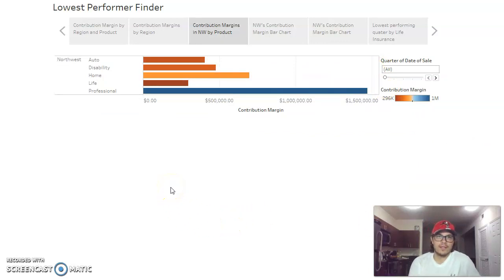We're looking at the contribution margins in the Northwest region by product. Here we're just trying to identify which product in the Northwest is not performing well. And clearly, life insurance is the product we're identifying. Again, put the thinking cap on, and we're asking ourselves, why is life insurance not performing well in the Northwest? Well, let's dive into it.